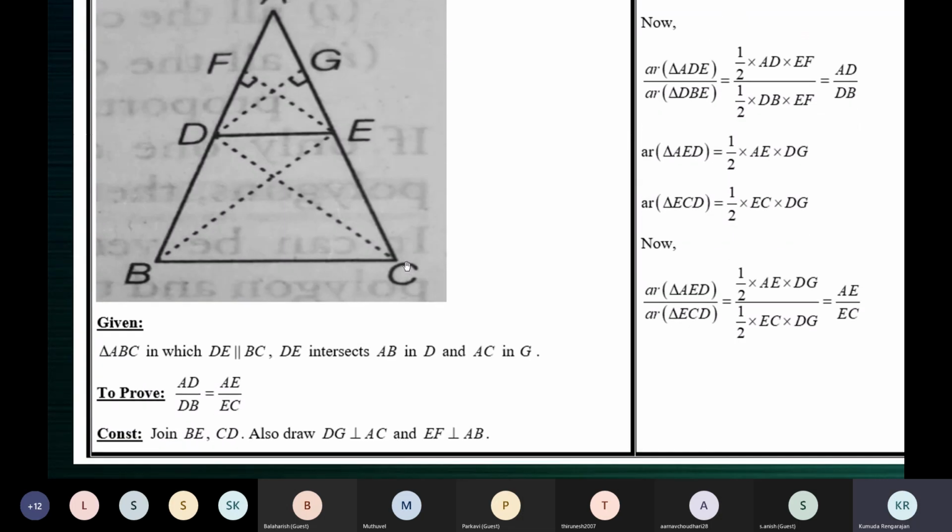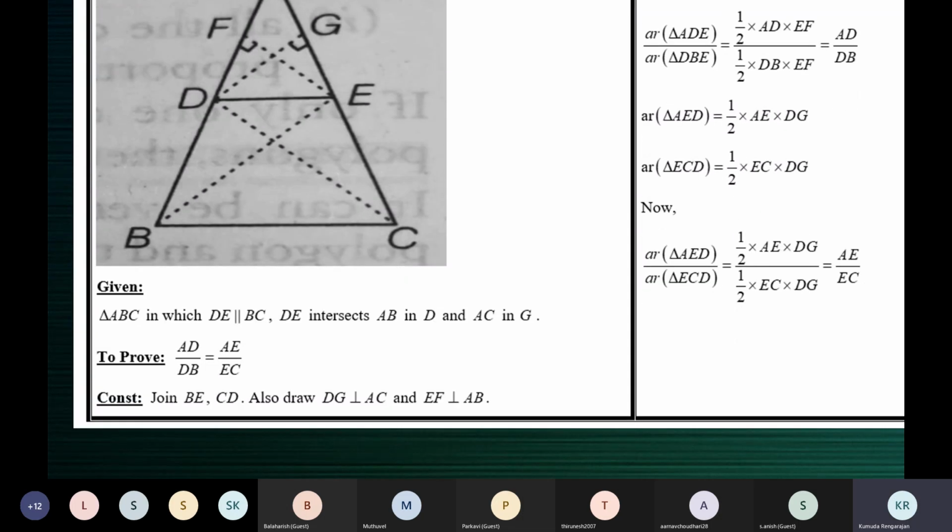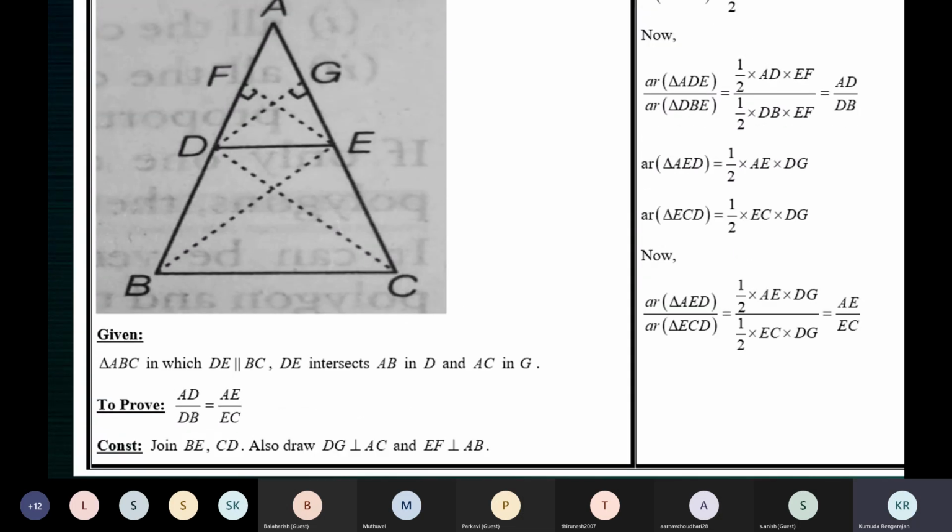Now we need to take up 4 different triangles and find their areas. Let me see if I've typed it correctly. To prove that AD by DB is equal to AE by EC, join BE and CD. Also draw DG perpendicular to AC and EF perpendicular to AB. Fine. Now we need to take up 4 different triangles, children.